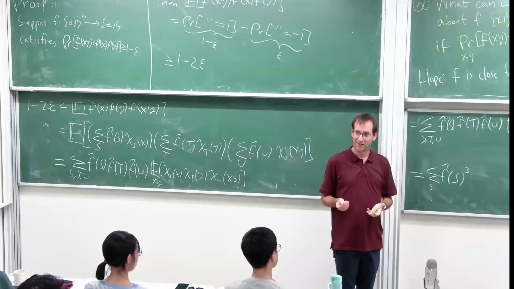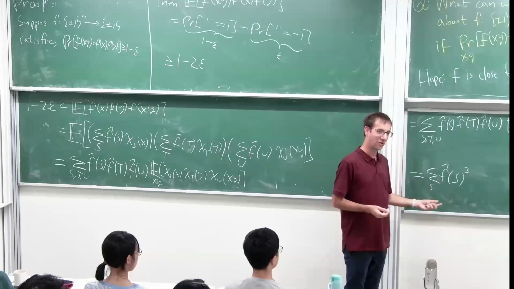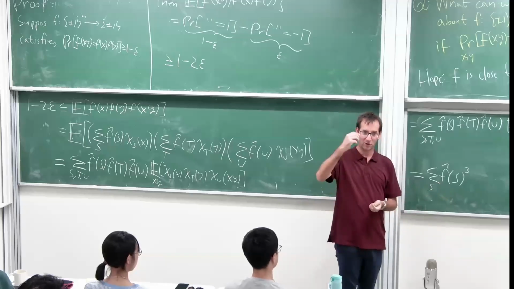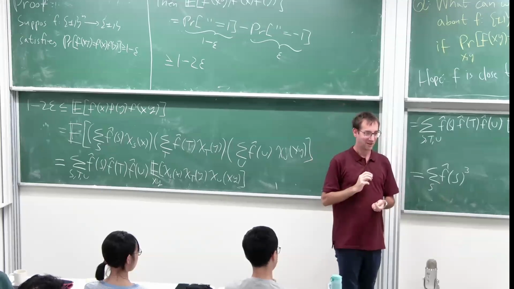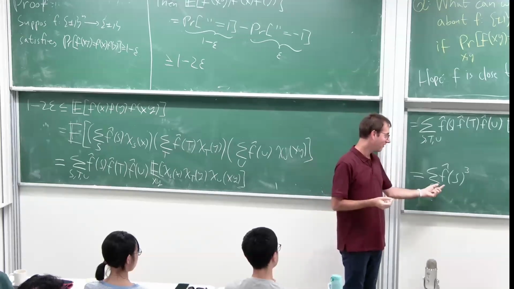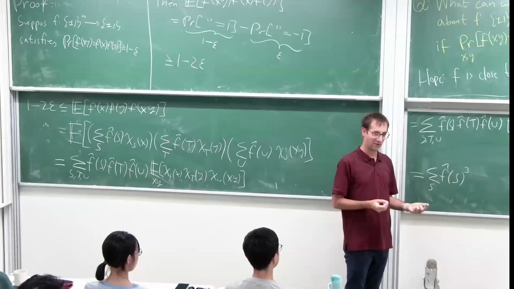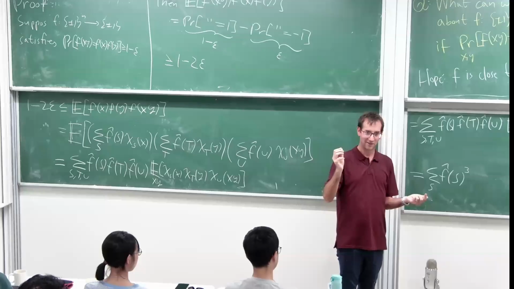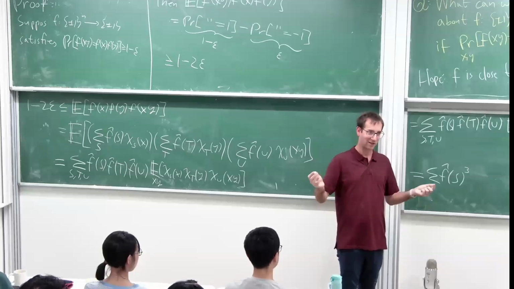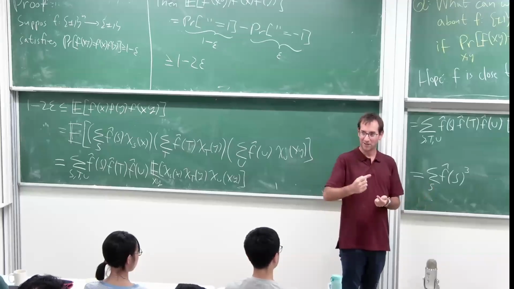If this sum of cubes were exactly 1, then the sum of the cubes would be equal to the sum of the squares. This is only possible if f hat of s cubed is equal to f hat of s squared for each s. So they need to be 0 or 1. And because the sum of squares is 1, exactly one of them is 1, and we get a Fourier character.